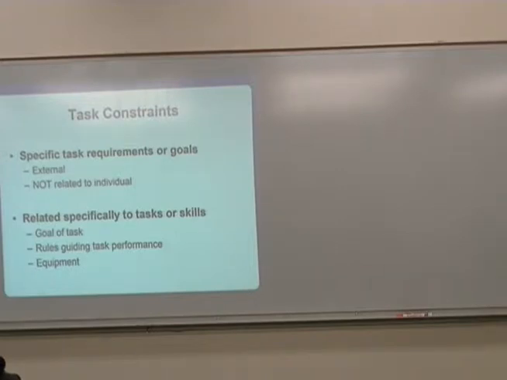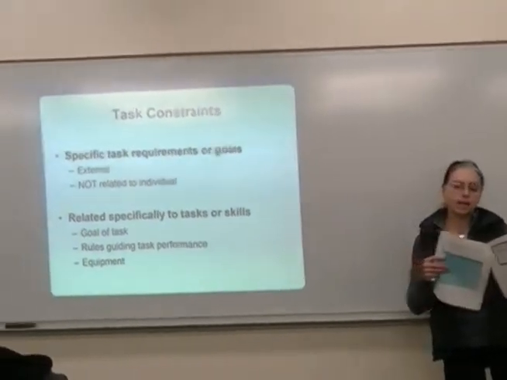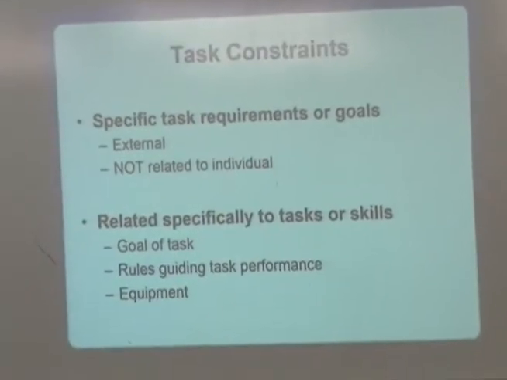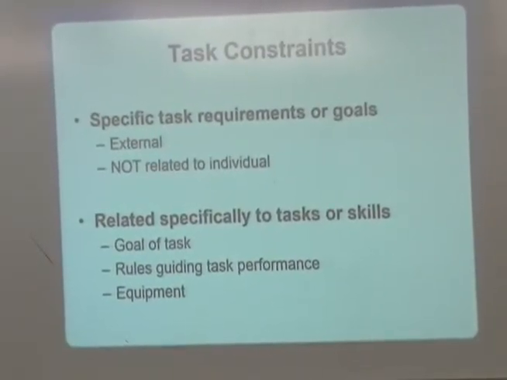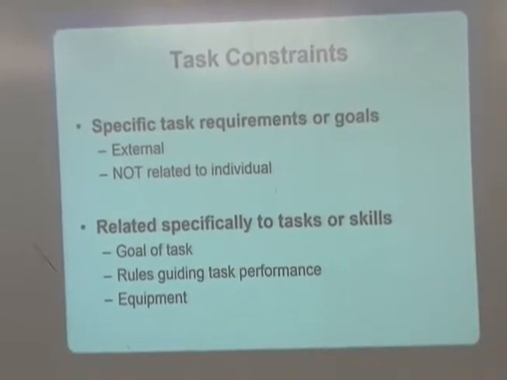Okay, the third part of the triangle then, third corner, task constraints, the what. What am I asking them to do? And is that impacting what I see in a good way or a bad way? And if it's not producing what I want, how do I change it to get what I want?